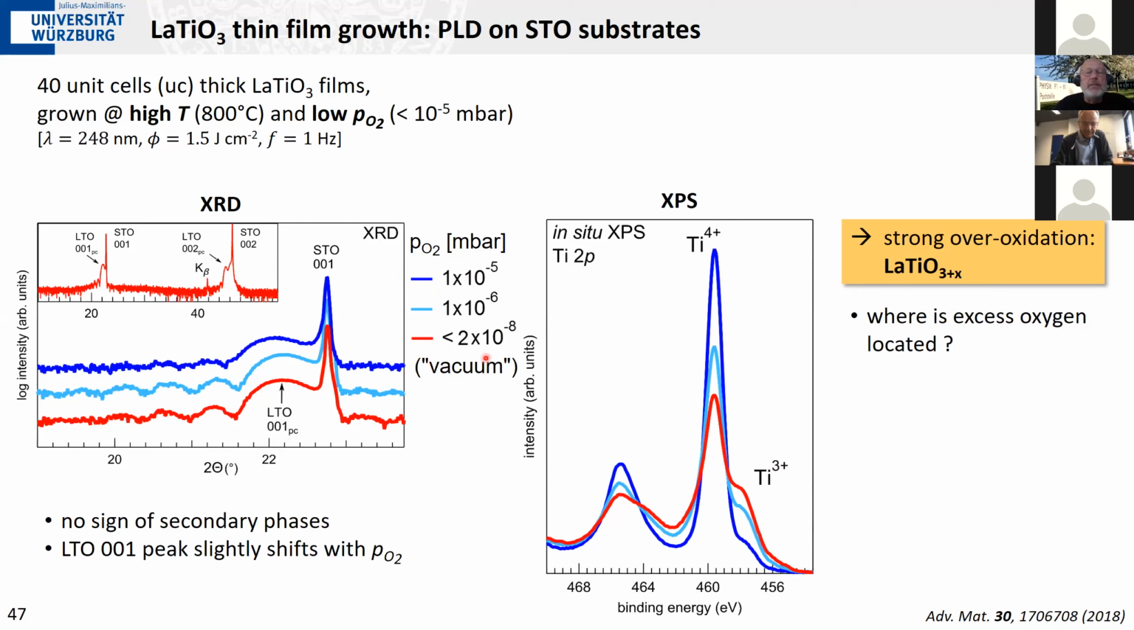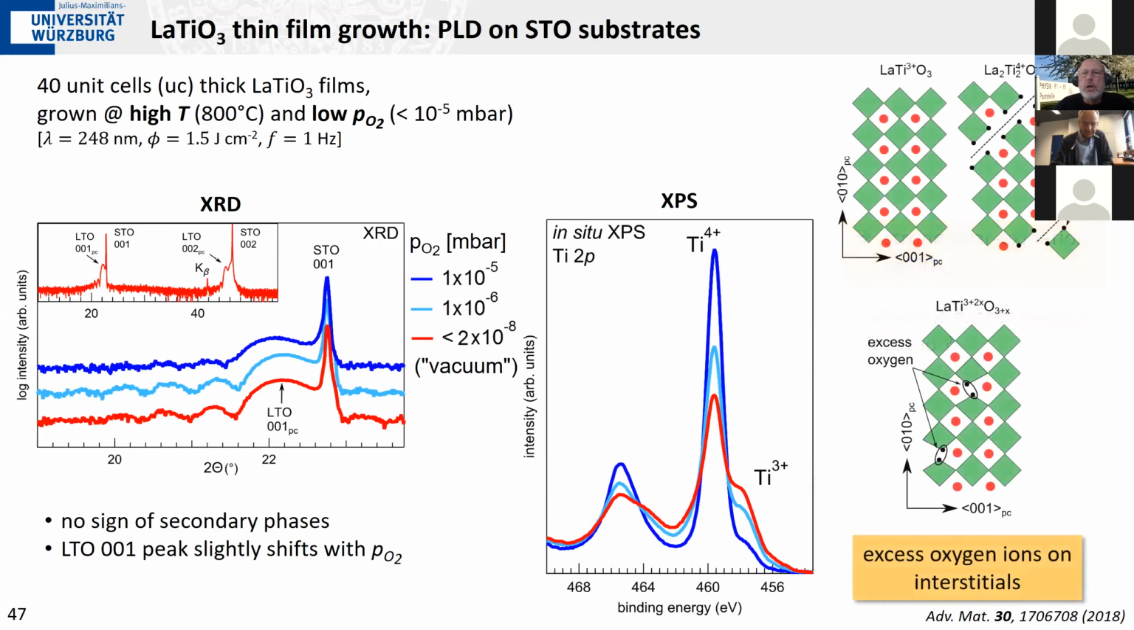If we reduce the amount of oxygen during growth, going towards the red spectrum, you can see that we increase this trivalent component, so that we increase the occupation of the d shell, but there is still the dominant 4+ weight here. So we're still quite a large way away from 3+, and that's due to this extra oxygen that we have here in the lattice. The question is, where is this extra excess oxygen located?